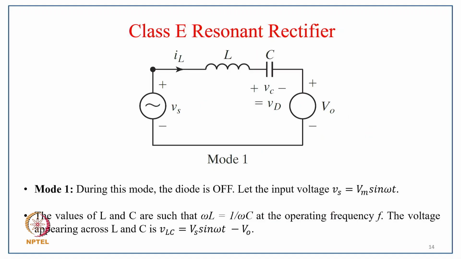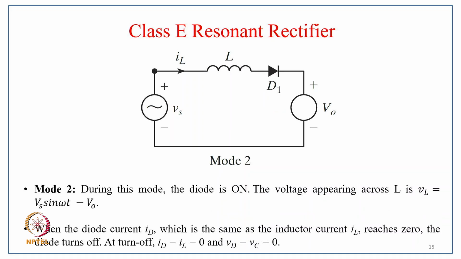Now in this class C resonant rectifier, coming to mode 1, you can see the equivalent circuit here. Between the source, current flows through the inductor IL, and then we see the voltage across VC and the output voltage VO. During mode 1 the diode is off, and let the input voltage Vs equal Vm sin omega t. Here it's a kind of rectifier. The values of L and C are such that omega L equals 1 upon omega C at the operating frequency f. The voltage appearing across L and C is VLC equals Vs sin omega t minus VO.